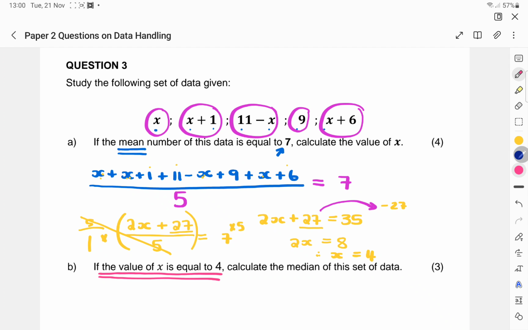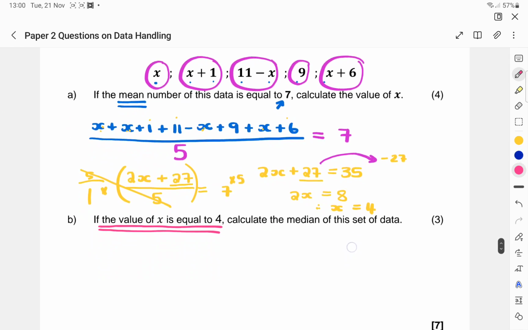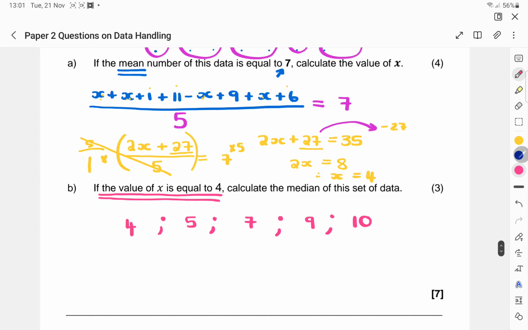If the value of x is 4, calculate the median of the set of data. So all you have to go and do is replace every x with 4. The next set, x plus 1, so 4 plus 1 is 5. Then 11 minus 4 gives you 7, 9, and x plus 6, 4 plus 6 gives you 10. Okay, so all it is, it's an ascending order. So the median then is the one in the middle, which is 7.